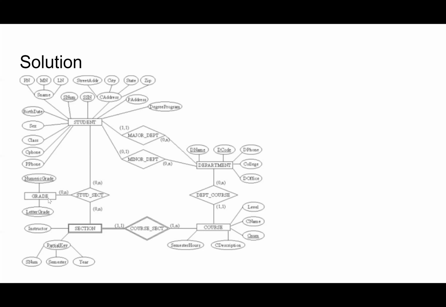Now for the grade entity, the numeric grade and the letter grade are going to be unique for the grade. And we have a ternary relationship between the student and a section that shares a grade. So for each student section, there's a grade, a student, and a section.